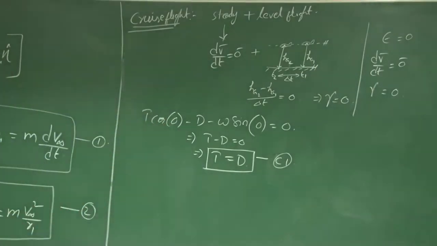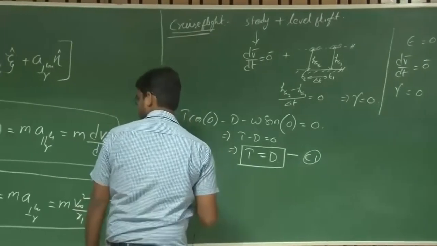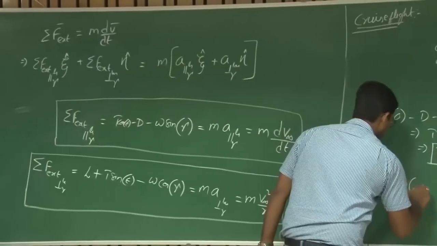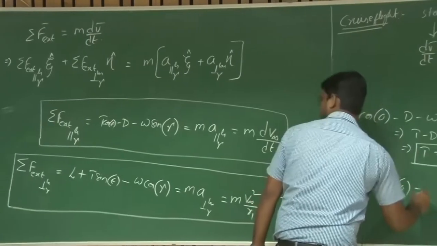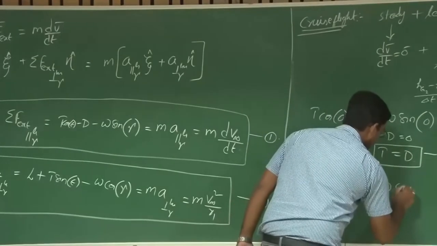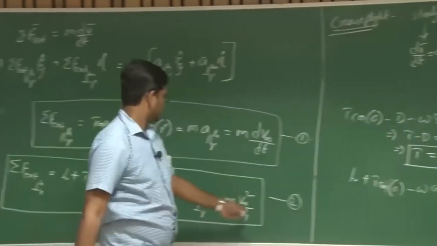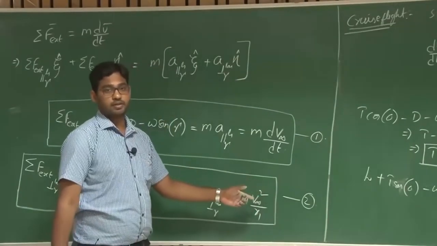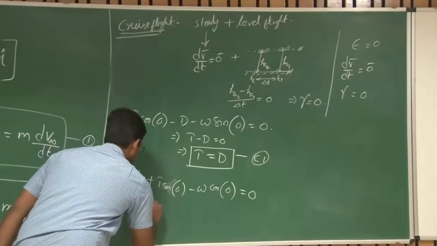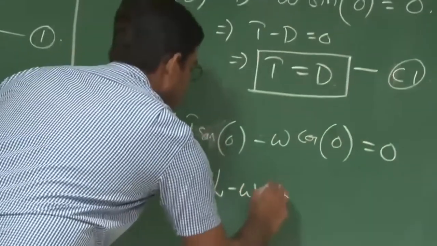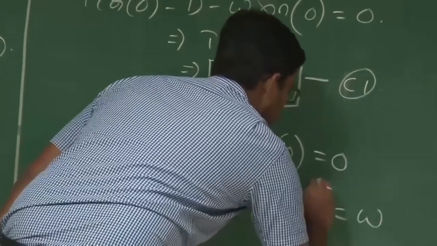Now substitute the same conditions in equation 2. What you have is L plus T sine 0 minus W cos 0 is equal to mass into the acceleration perpendicular to the flight path, which in this case is 0. So this is L minus W equal to 0, which implies lift is equal to the weight of the system.